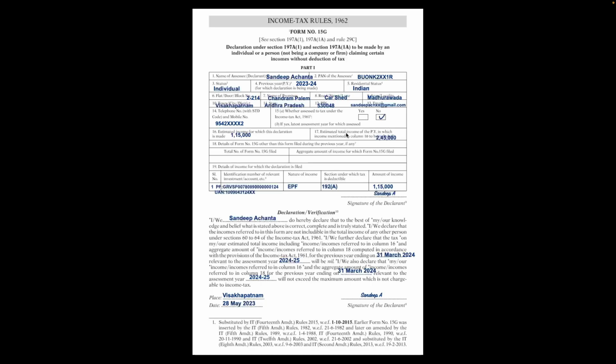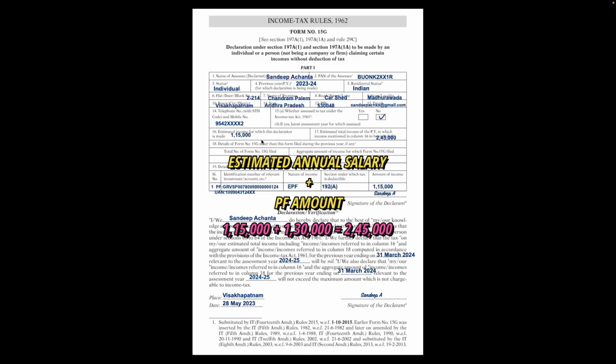In field number 17, you have to mention your estimated total annual income plus your total EPF amount which you are withdrawing currently. For example, here the total EPF amount which we are withdrawing is 1,15,000 rupees, and the estimated total annual income of this particular person is 1,30,000 rupees. So the total amount will become 2,45,000 rupees.